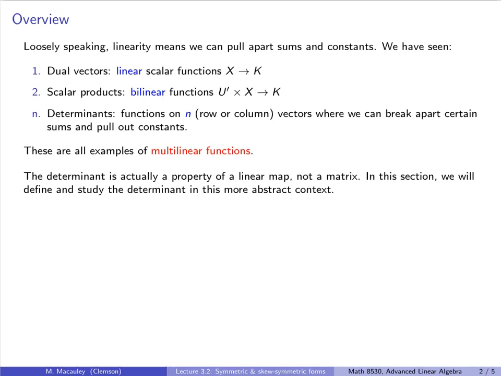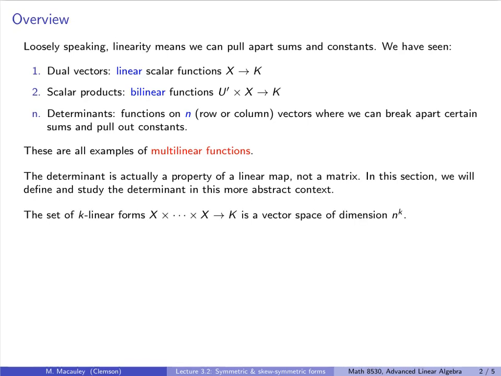In the previous lecture, I showed you how the determinant is actually a property of a linear map, not a matrix. In this section, we will define and study the determinant in this more abstract context. Now, I told you what it was unofficially in the previous lecture, but we are going to formalize it using these n-linear forms.